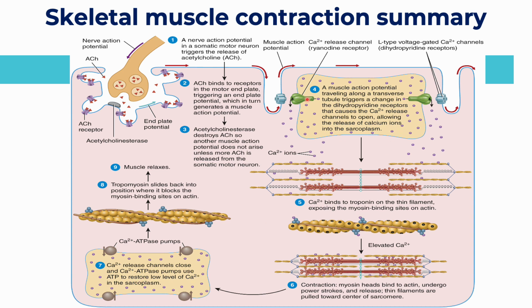So the calcium gets recycled. And what is that? Calcium ATPase pumps. They will pump the calcium back into the sarcoplasmic reticulum. And then what happens after that? Now the calcium is no longer there. The tropomyosin will slide back onto the actin binding sites to block the myosin heads from attaching. And the muscle relaxes. And this will repeat until the next action potential arises.